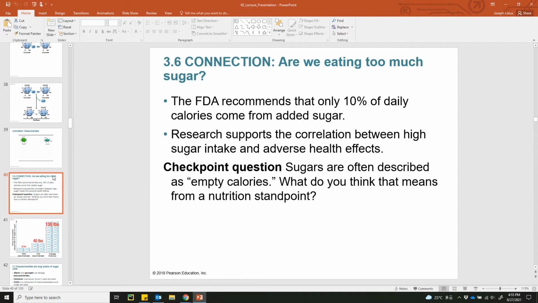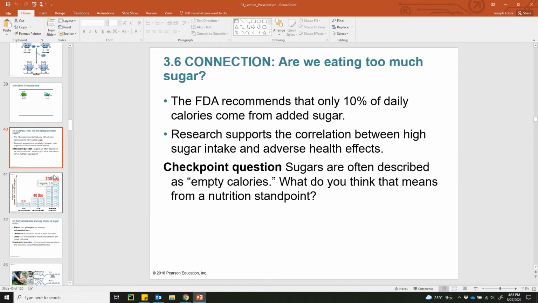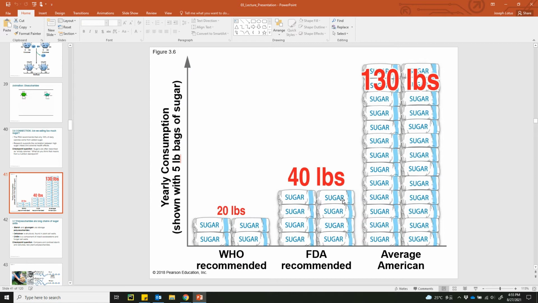So, section 3.6 from your textbook is talking about kind of a health concern, especially in the Western world. People are eating too much sugar. So, in America, there's an organization called the FDA, and they recommend that only 10% of your daily food that you eat, only about 10% of that energy should come from added sugar, which is still a little bit high, but there's a reason for that.